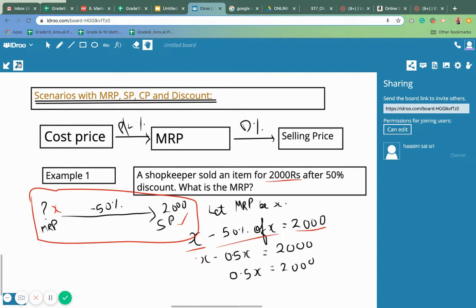When I solve it further, x minus 0.5x is equal to 2000. Now x doesn't have a constant, so I'm keeping a 1 near the x. 1x minus 0.5x will give me 0.5x. To get x, I have to divide both sides by 0.5. So that is what I'm doing. My answer will be 4000 rupees. So here I got my MRP, which is 4000 rupees.